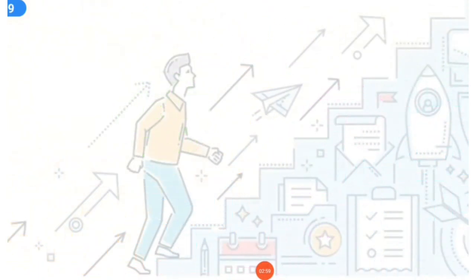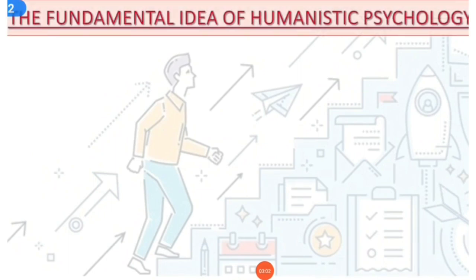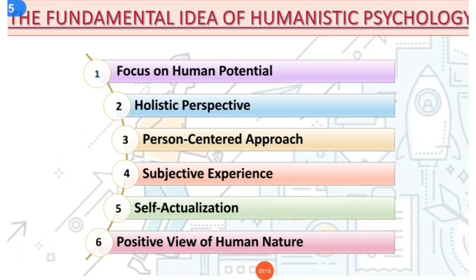Next, we are going to discuss the fundamental ideas of humanistic psychology. Here are some of the fundamental ideas, like the focus on human potential. Humanistic psychology emphasizes the study of human potential, the capacity for personal growth, self-actualization, and pursuing one's unique potential. Next, holistic perspective. It takes a holistic approach, considering the whole person, mind, body, emotion, and spirit, rather than reducing human experiences to isolated components.